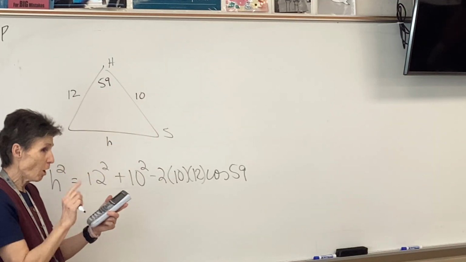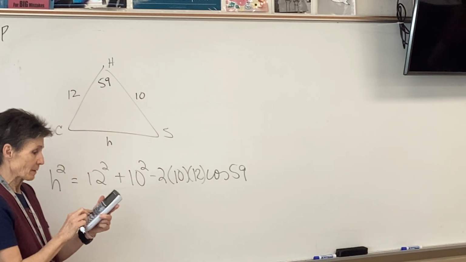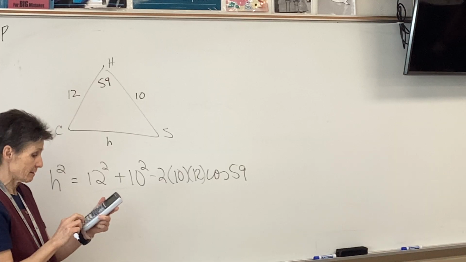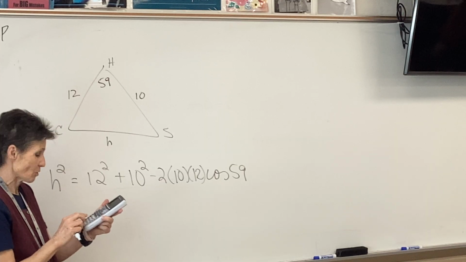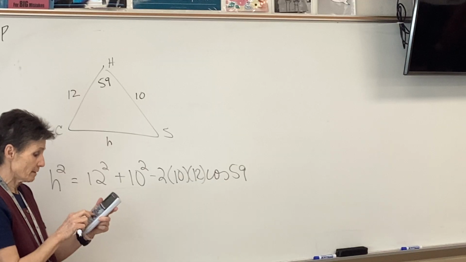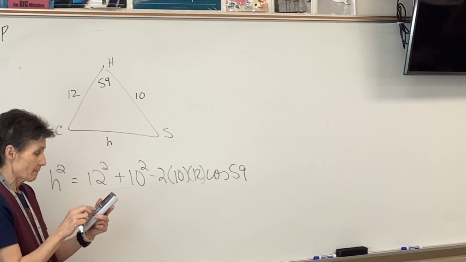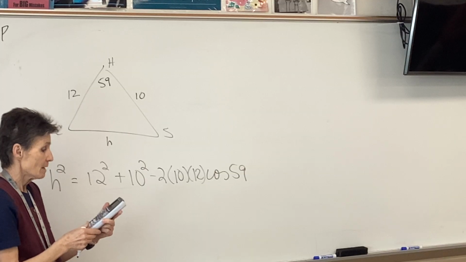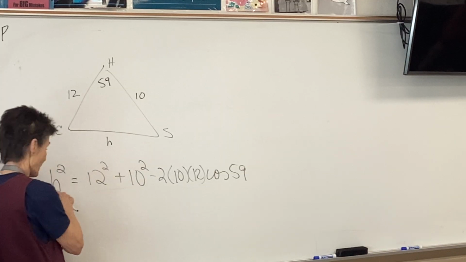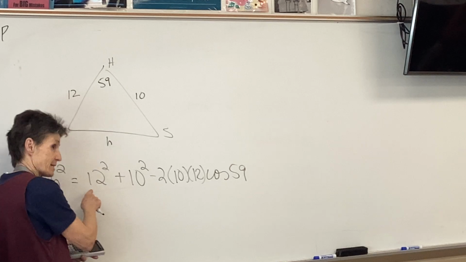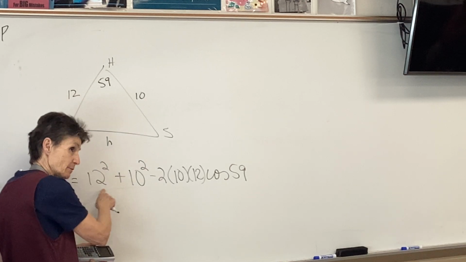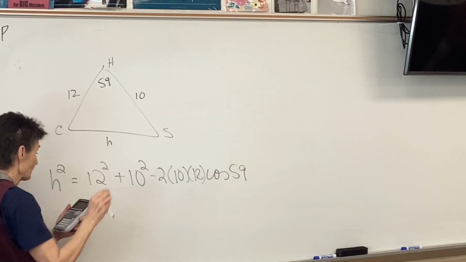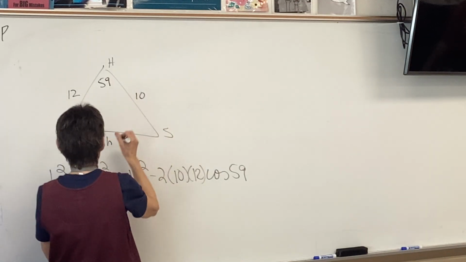And my caution always is, and someone will forget this, when you get this all typed in, you can go ahead and type this all in one fell swoop. Make sure that you remember that's h squared, so make sure you square root that. And I got 10.97.